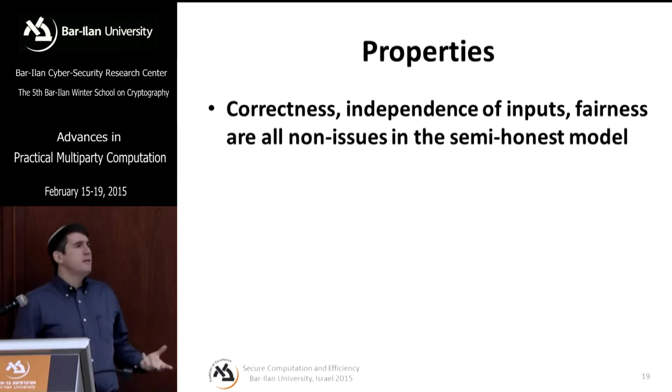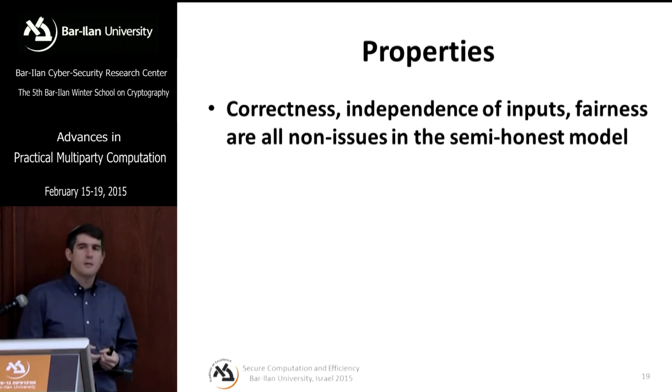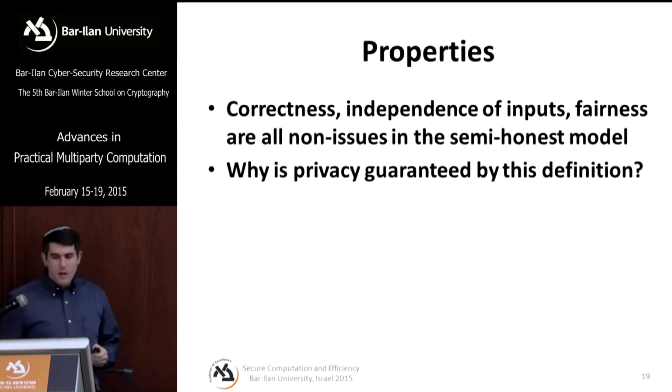Now, why is this meaningful? Why does this even give us what we want? So, if we think about the semi-honest setting, we talk about correctness and independence of inputs and fairness. All of these are non-issues because the parties are following the protocol. So, obviously, it's going to be correct. If the protocol is correct and both parties are honest, then it's also going to be correct when one of them is semi-honest.